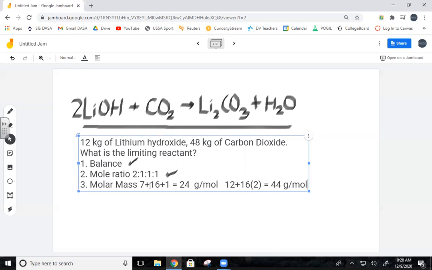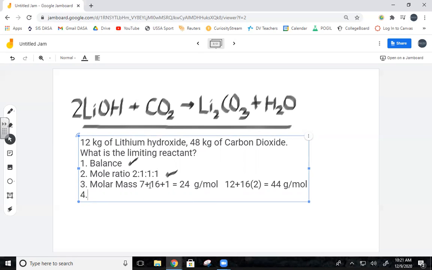Okay. Are we clear on how we determine molar mass? Pretty straightforward, yeah? We just add the atoms together. That gives us the weight of the molecule, and we can just simply put grams per mole on it. Perfect. Okay.